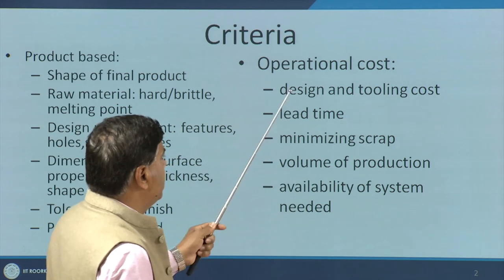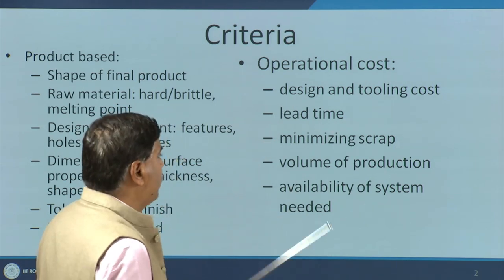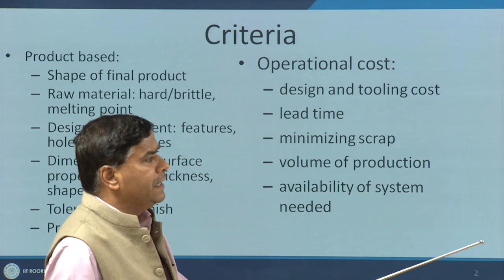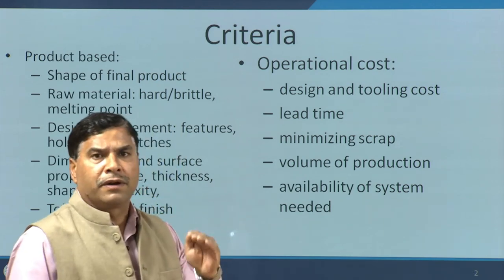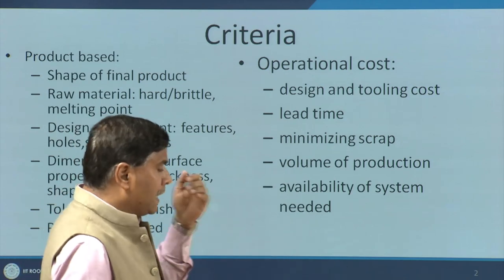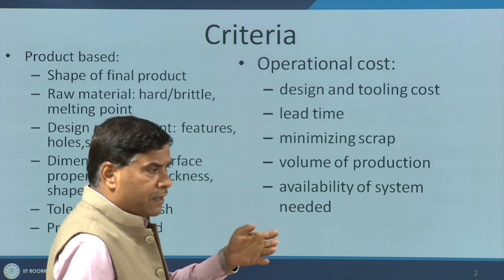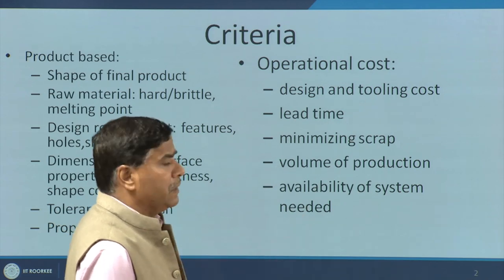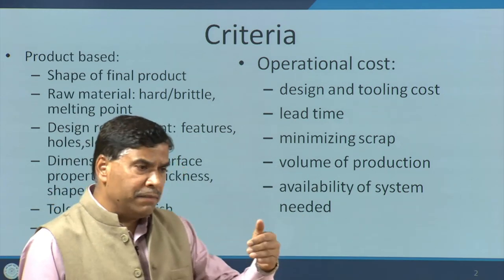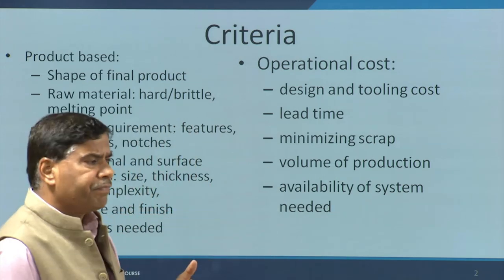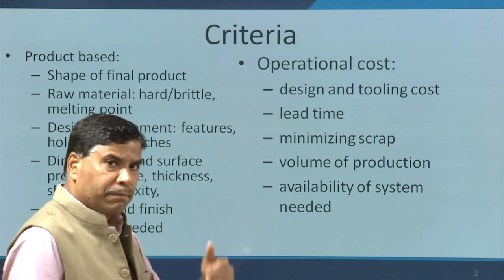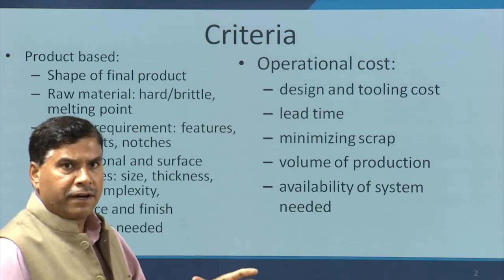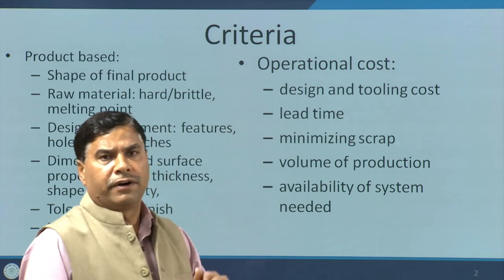For that, we need to see how much design and tooling cost is involved for making a particular product using a process, because for casting, forming, machining, welding, heat treatment and super finishing, we need one kind of equipment or another. If that is available, then it is fine. If it is not, then we need to make it or arrange it. So, there are costs related to design and tooling, and then lead time, that is, how much time it will take to get the product. The lead time is the time required for getting the delivery of the product after the order is placed.